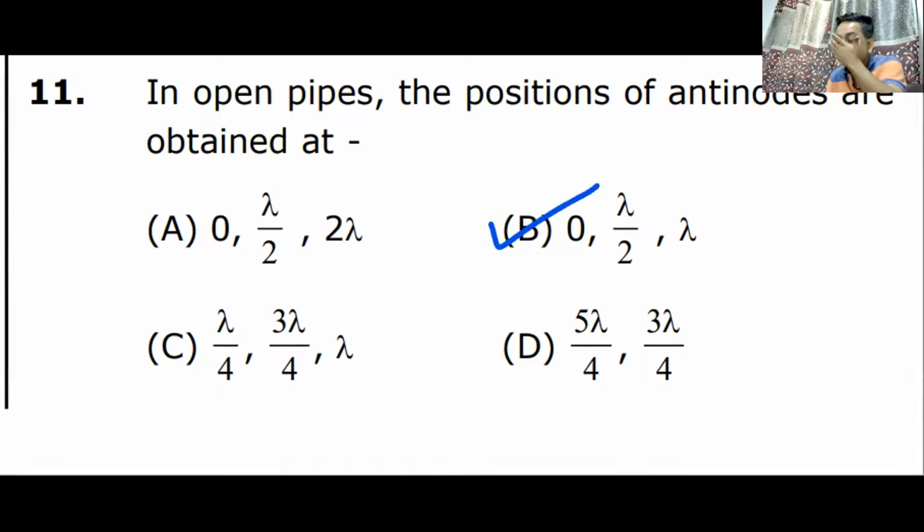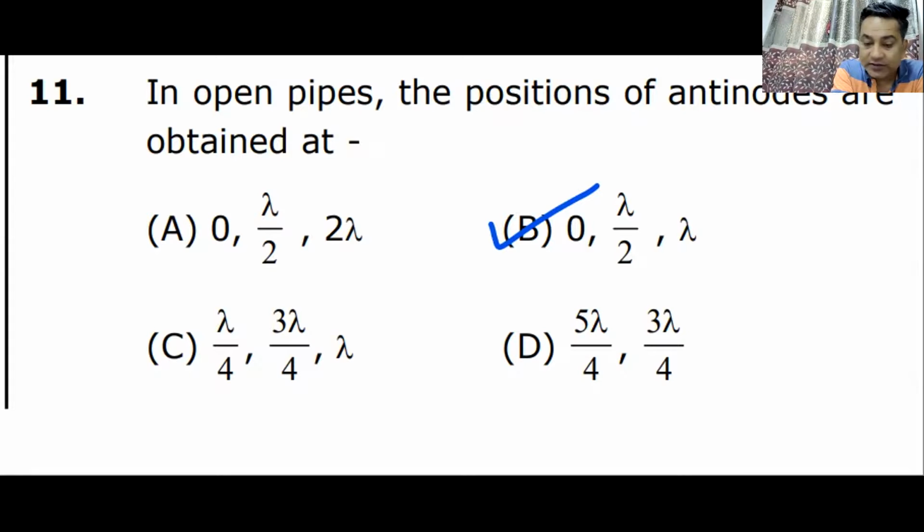B, 0, one end. Then we'll have lambda by 2, because the distance between two antinodes or two nodes has to be lambda by 2. Do we understand this? Yes or no? Well done. Let me see if you can tell me the answer for this question.